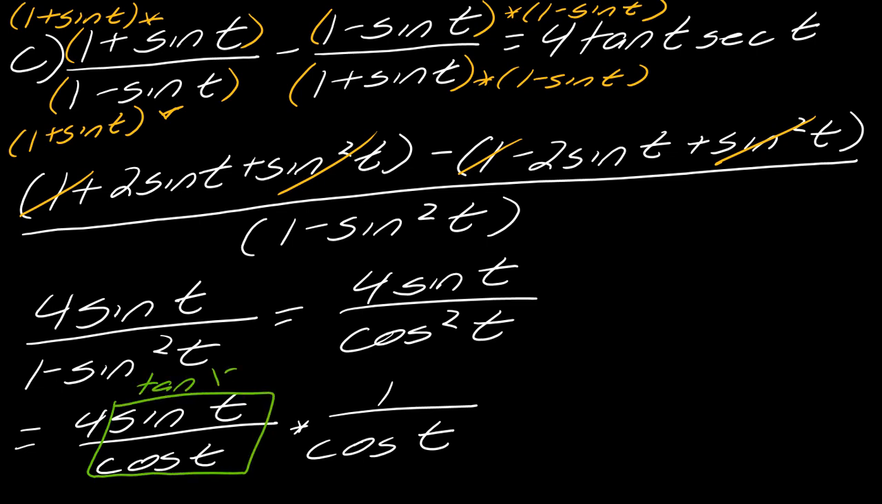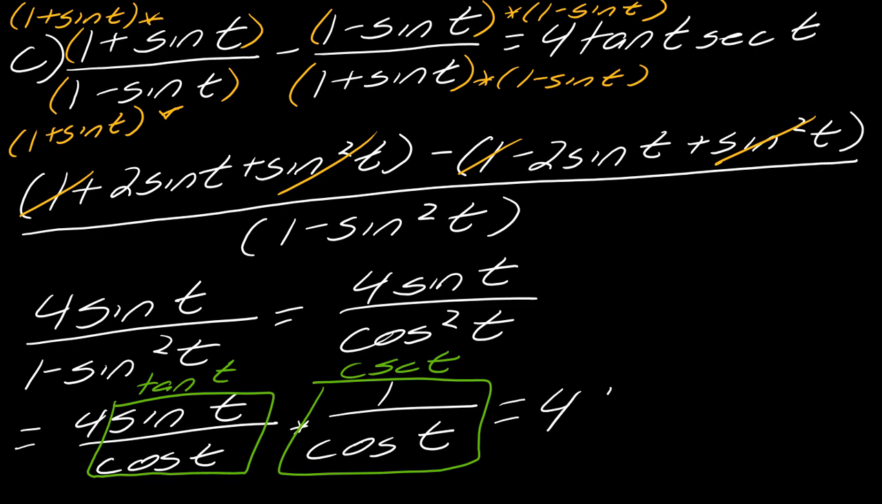Because this is tangent of t, not x, we're using t, and this is cosecant. So bada bing, bada boom. 4 tangent t, oops, I'm sorry, I said cosecant, I meant secant. Secant t, boom.